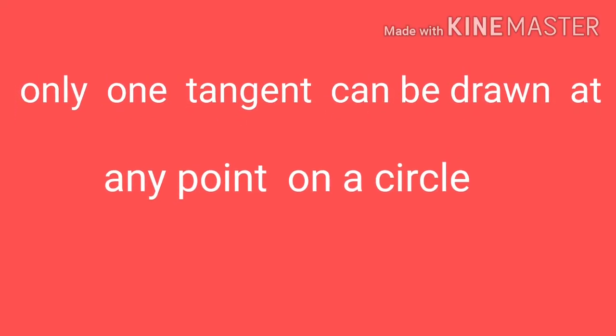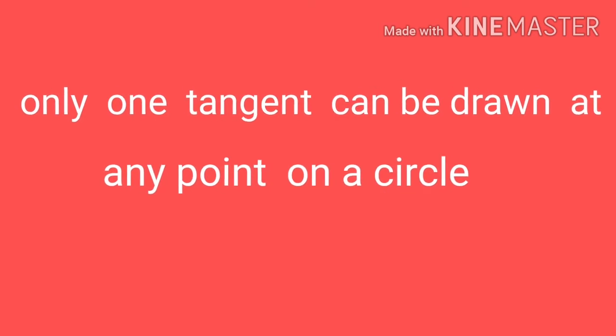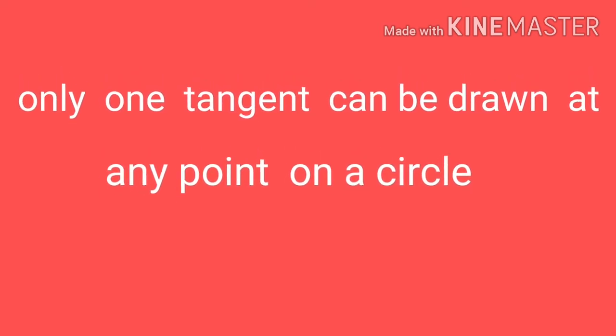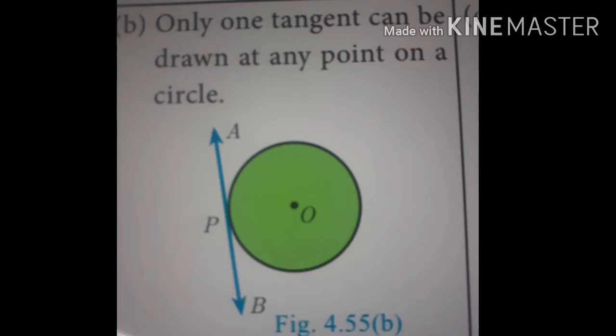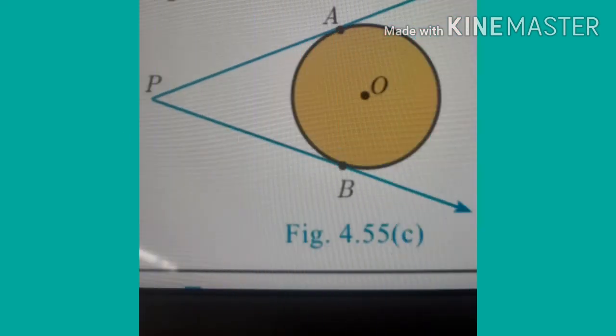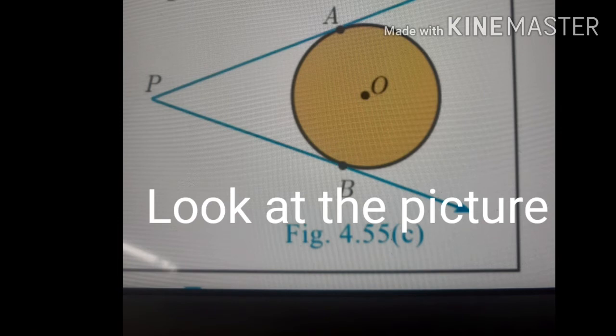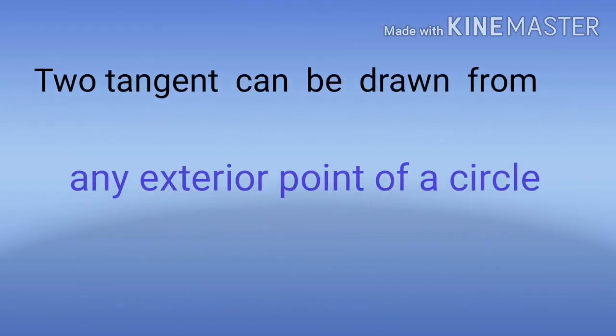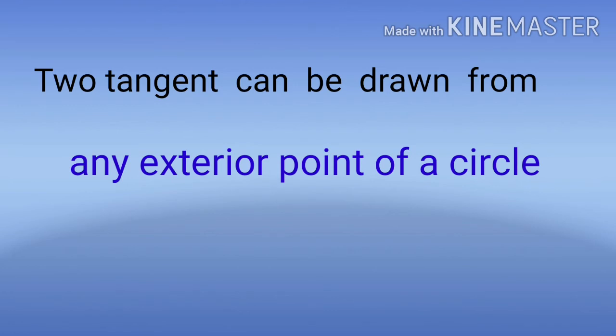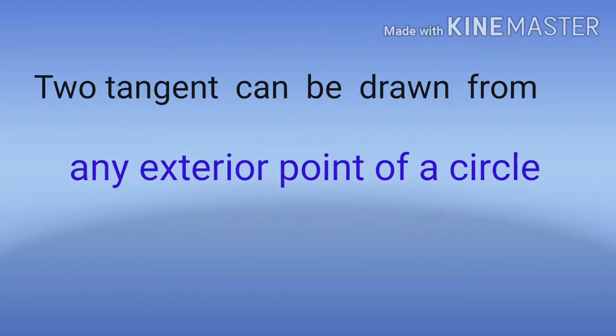Yes, students. Only one tangent can be drawn at any point on a circle. Here, P is the only one point. Next one. Look at the picture. Here there are two points, the point A and the point B. Yes, two tangents can be drawn from any exterior point of a circle.